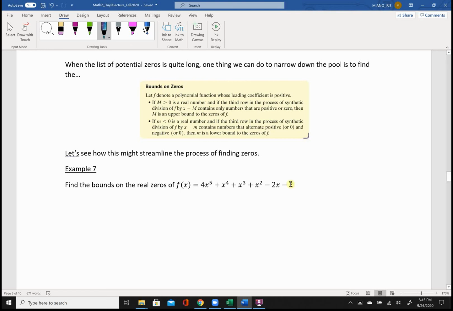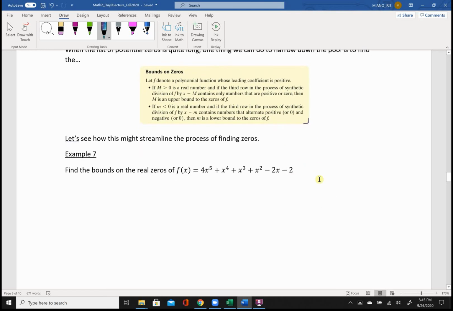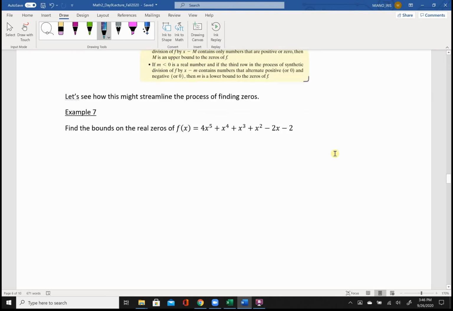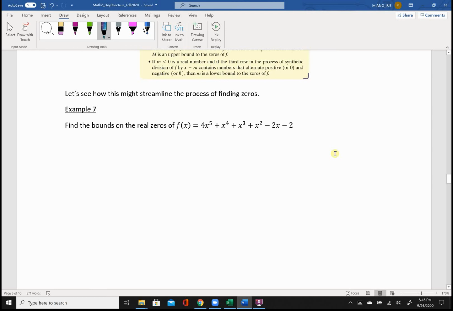So it is a step-by-step process that I'm going to outline here in example 7. It'll help us streamline the process of finding the zeros. It's particularly useful if your list of potential zeros is quite long and you want to just trim the fat a little bit. Okay, so let's go ahead and find the bounds, the upper bound and the lower bound.